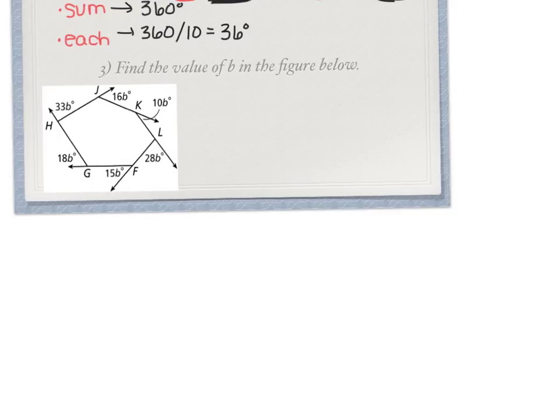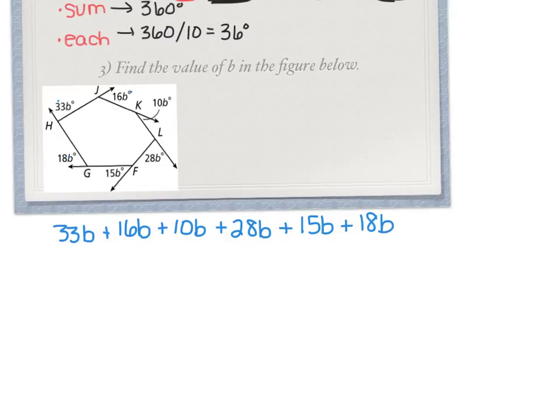So I would write 33b plus 16b plus 10b plus 28b plus 15b and plus 18b. So I added up all 6 angles going around, and I should have 6 because it's a hexagon. And because they're exterior angles, I know they're always going to add up to 360.